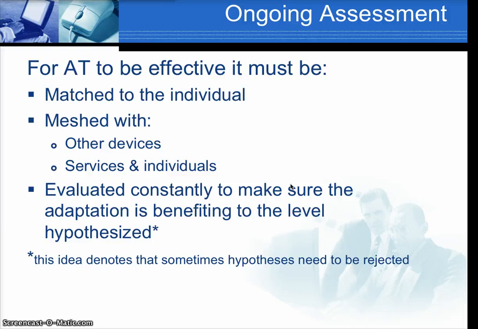So we also have to talk about the fact that it needs to be ongoing, right? For AT to be effective, it must be matched to the individual, meshed with other devices and services and the individual. So we need to marry those together and evaluate consistently to make sure the adaptation is benefiting the individual to the level hypothesized. So that's the idea of what your textbook talks about.